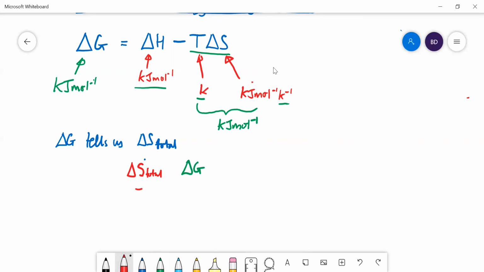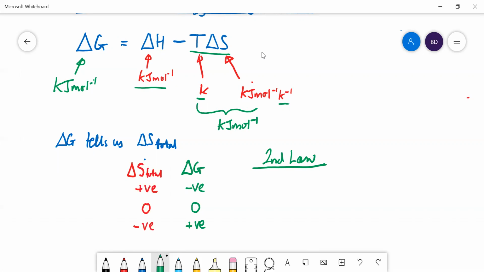If delta S total is positive, then delta G is negative. If delta S total is 0, then delta G is 0. And if delta S total is negative, then delta G is positive. So it's a quick way of using the second law of thermodynamics. The second law says delta G for any change must be greater than or equal to 0. If it's not, the reaction is impossible. It will break the second law, so it's not going to happen. That's what we're going to use delta G for.